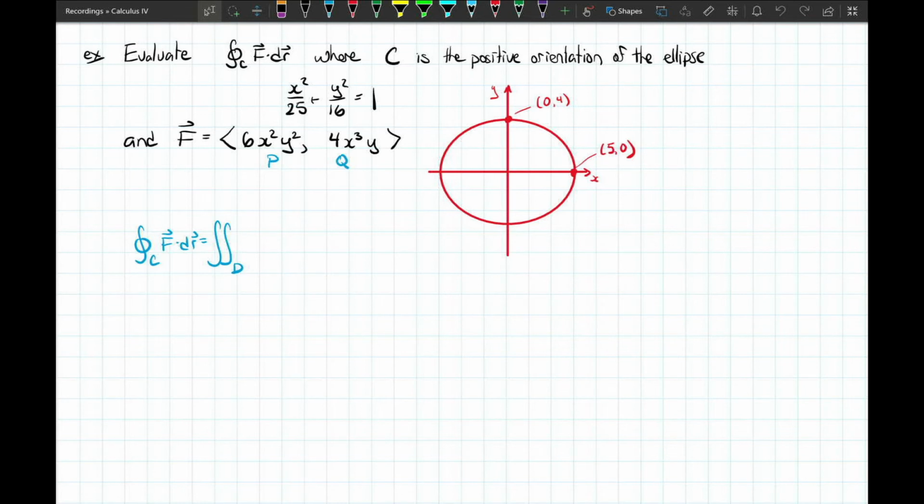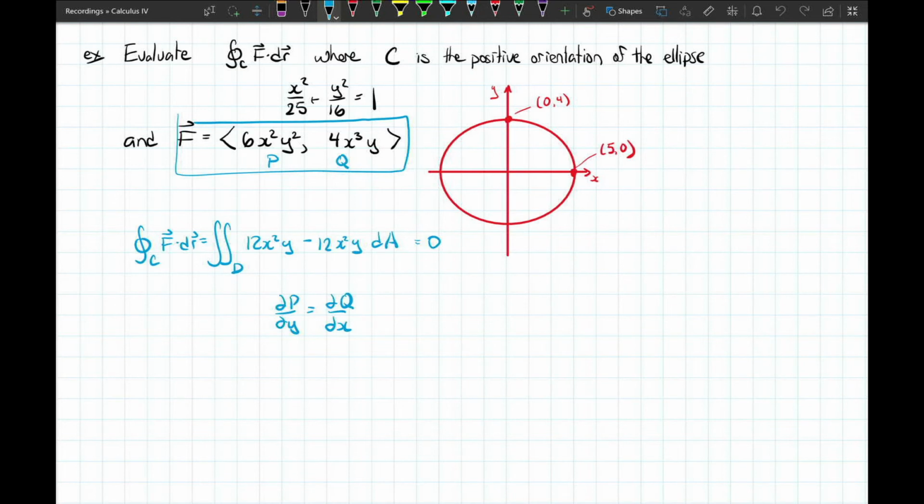But of course, something interesting here happens. The partial derivatives here both are the same. They both cancel each other out. Now, that might not have been too much of a surprise because this vector field has a very nice property. We can double check here and see that the partial derivative of P with respect to y is equal to the partial derivative of Q with respect to x. And that would imply that F is a conservative vector field.